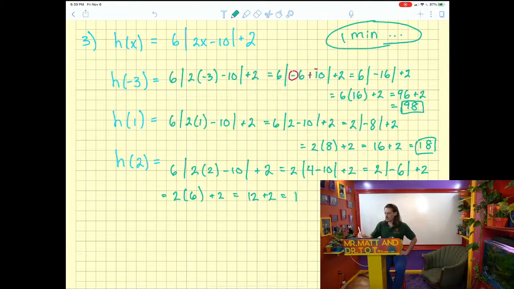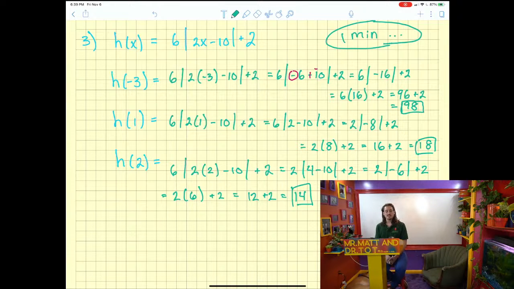Okay, looking at the first value, h of negative 3. So substituting negative 3 in for x, we're going to get 6 times the absolute value of 2 times negative 3 minus 10 quantity plus 2. 2 times negative 3 is negative 6. Negative 6 minus 10 is the same thing as negative 6 plus a negative 10. So we're going to have 6 times the absolute value of negative 16 plus 2.